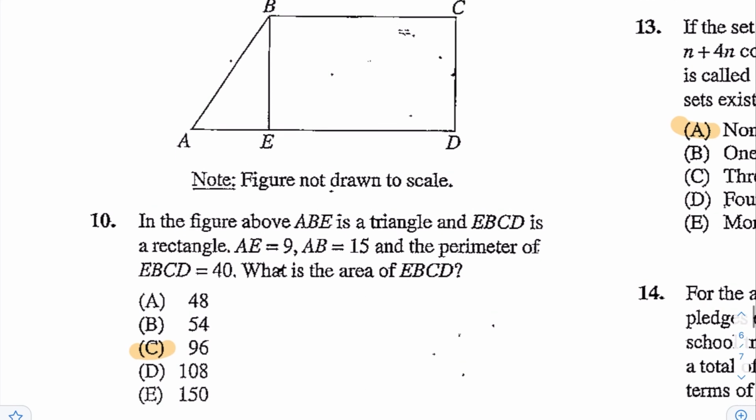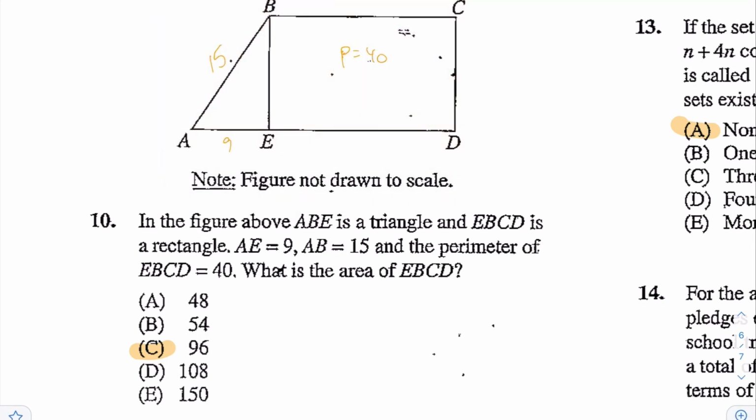Next up for number 10, I have this figure not drawn to scale. In the figure above, ABE is a triangle and EBCD is a rectangle. AE is equal to 9 and AB is equal to 15. And the perimeter of EBCD is 40. You want to figure out the area of EBCD, this rectangle.